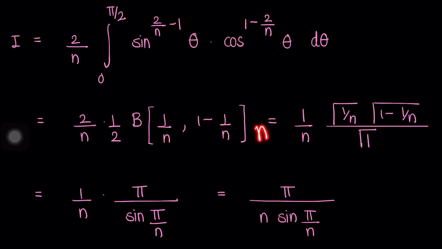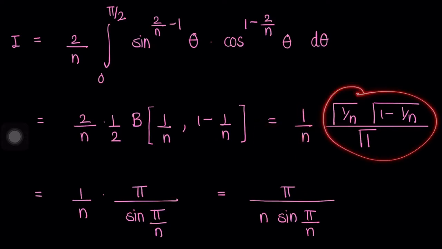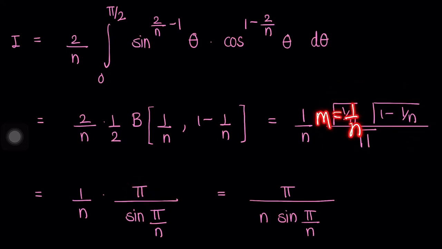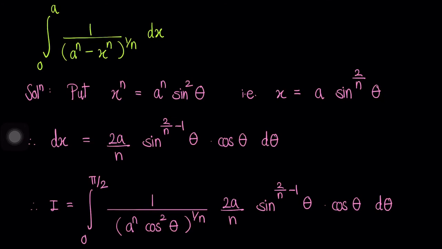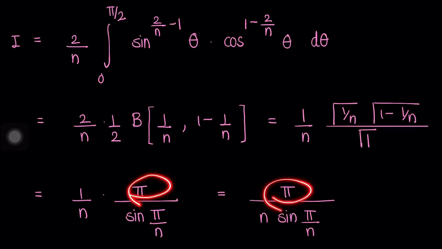So here the value of m is going to be 1 by n. So by using Euler's reflection formula, the value of this is going to be pi divided by sine of m into pi, where m is equal to 1 by n, that is pi upon n. So finally we have the answer of this integration, integration 0 to a 1 upon (a raised to n minus x raised to n) whole raised to 1 by n dx. This is equal to pi divided by n into sine of pi by n.